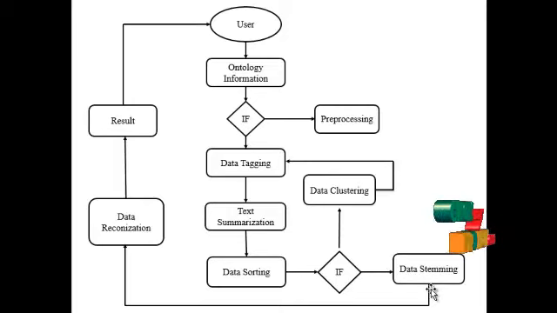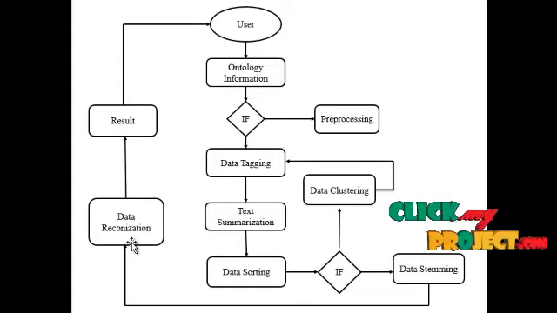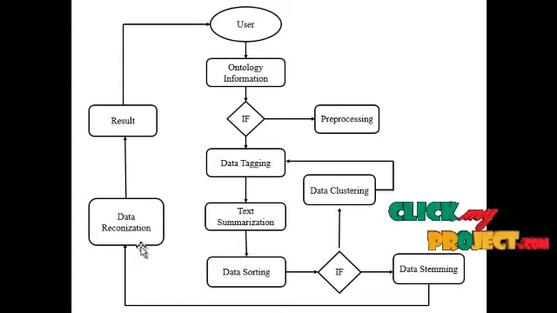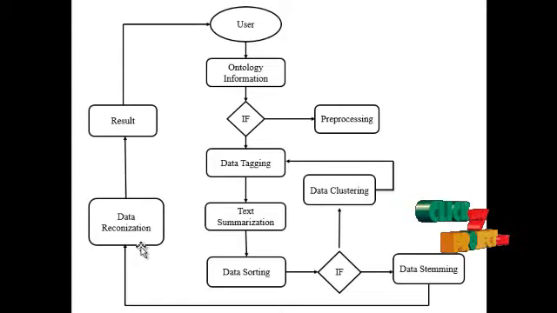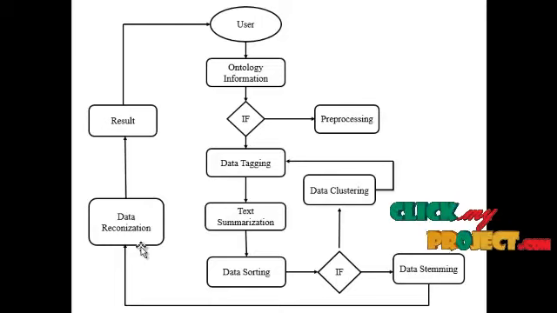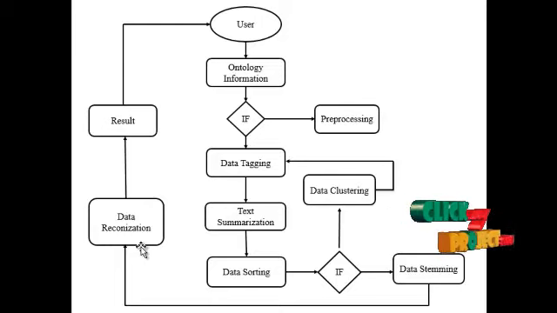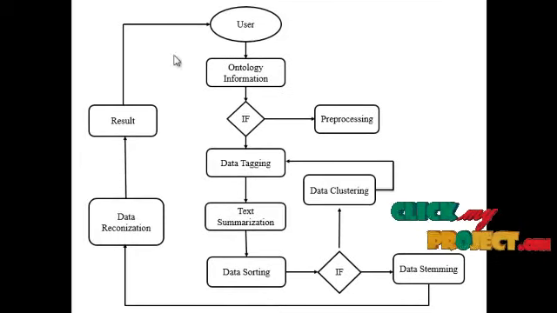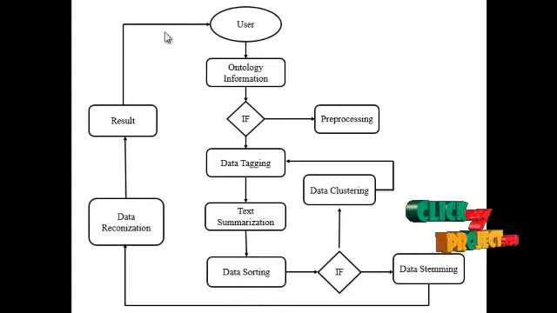After the data stemming process is completed, we go to the data recognition process. In data recognition, all the information, for example the word count and the paragraph count, and all the ontology and searching information can be displayed in this field. It gives the relevant information for the search, and this is the final result. The user can view this result.